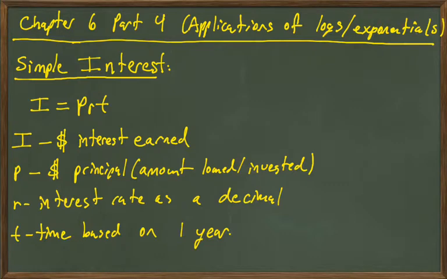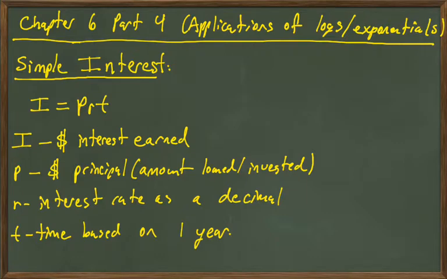So as a little bit of an introduction here, here's a formula for simple interest. That's I equals PRT. I is going to be the interest earned, or maybe the interest owed if it's a loan. P is going to be the principal. That's going to be the amount loaned or invested. R is the interest rate as a decimal, and then time is based on 1 year. So simple interest is going to be applied at the end of the loan or the end of the investment once, and that's it.